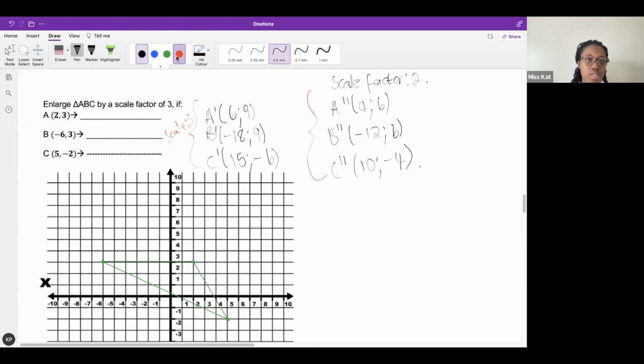But it's good. Now we are refreshing because you guys are going to write about this in your exams. Okay, so my scale factor of 2 triangle.